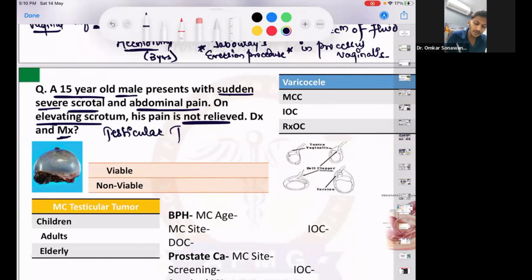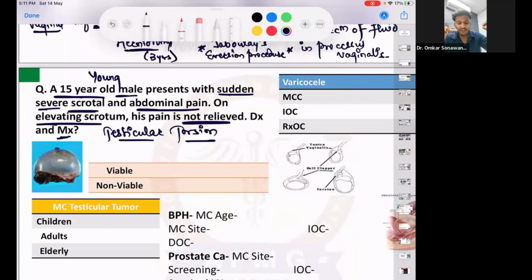Important it is. Testicular torsion is common in which age group? It is usually common in young adult males, more commonly in the adolescent age group. Remember this. The patient will present to you with sudden severe abdominal pain and scrotal pain. When you elevate the scrotum, the pain is not relieved.